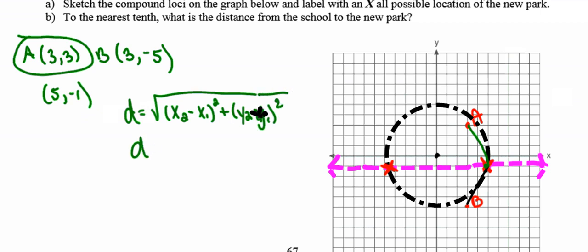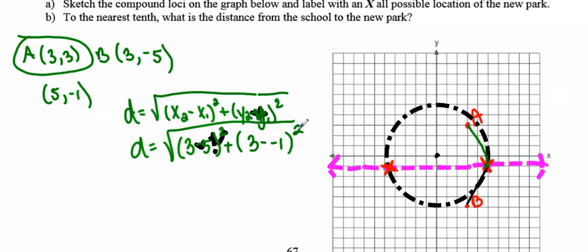And then I'm just going to plug in. So 3 subtract 5, quantity squared. I've got my ghost coming in here again. I don't know why. 3 subtract -1, quantity squared. So when I plug that into my calculator, it tells me square root of 26. It wants me to round this to the nearest tenth. So I'm going to snag my calculator. To the nearest tenth, this distance is equal to 5.1 units.